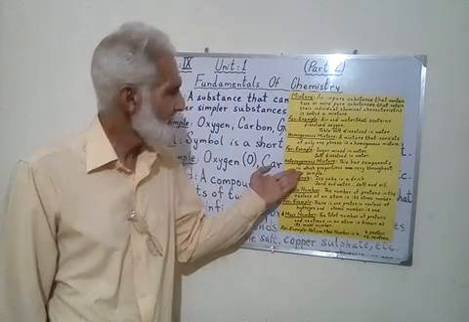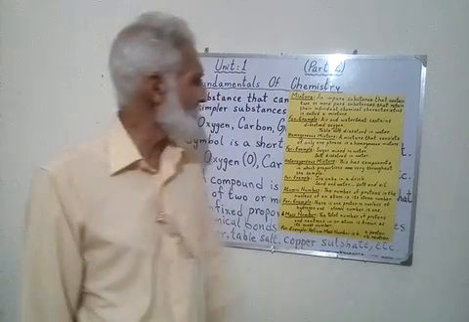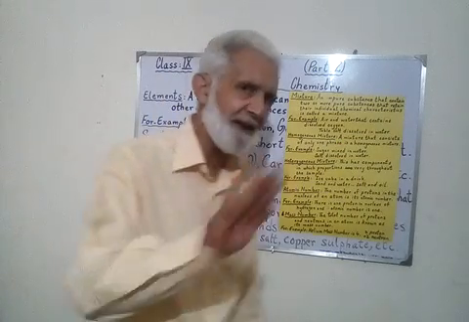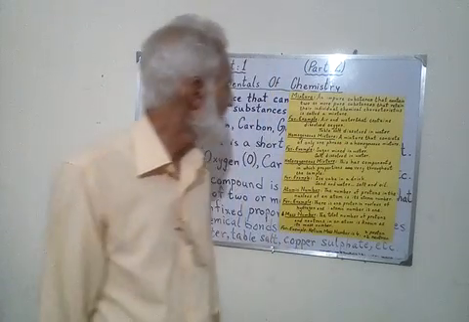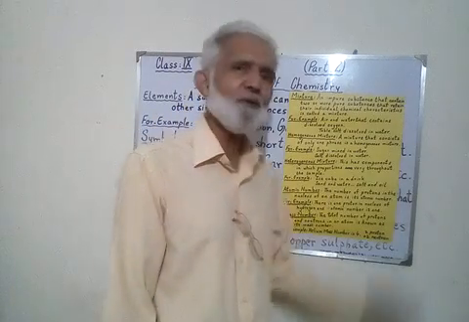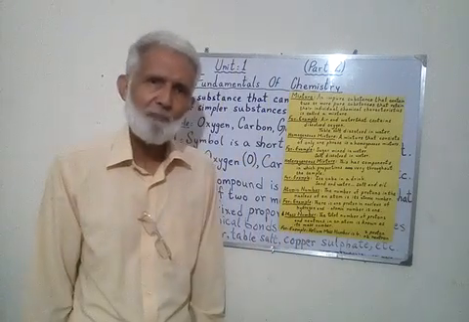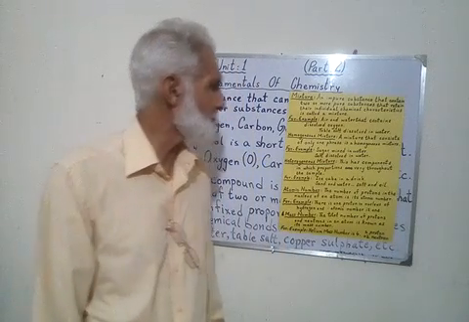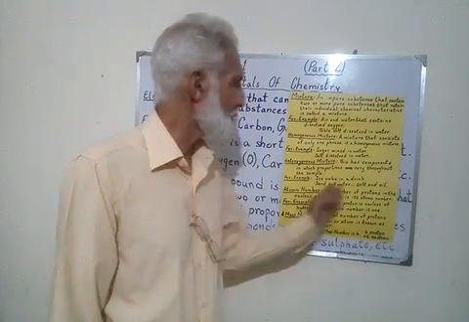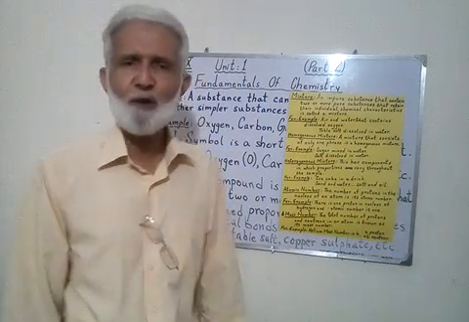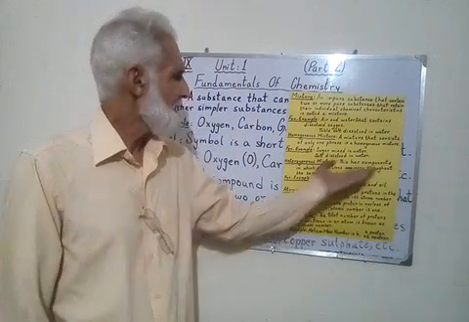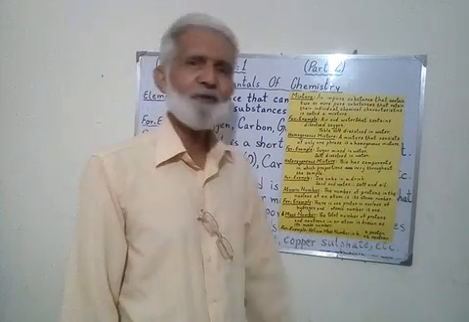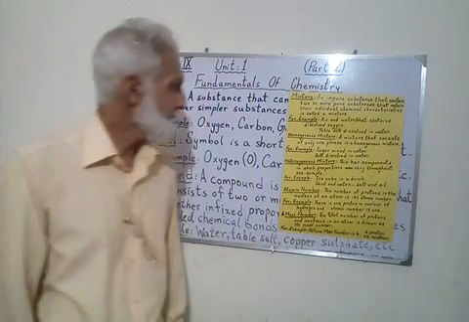And heterogeneous is the one in which the components vary in proportion throughout the sample. Like an ice cube in a drink. When you put an ice cube in a drink, the phase, the proportion will be changed. Sand and water, salt and oil. This is what it means: the components vary in proportion throughout the sample.